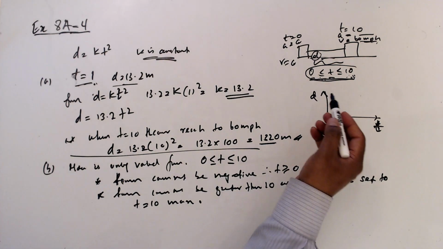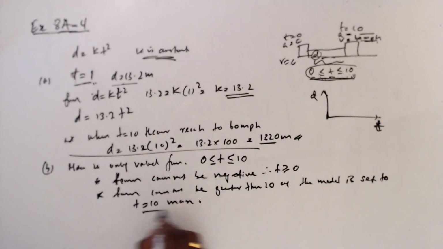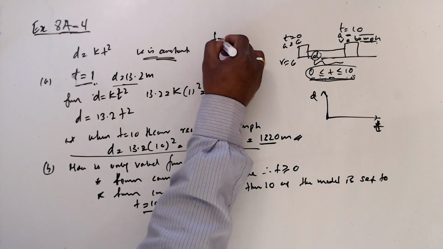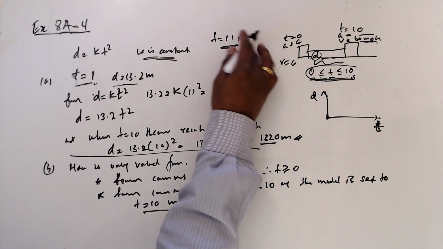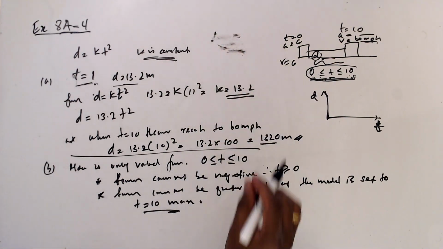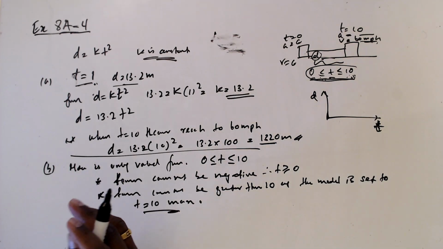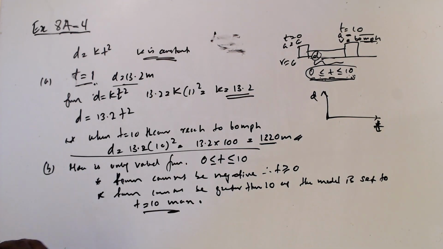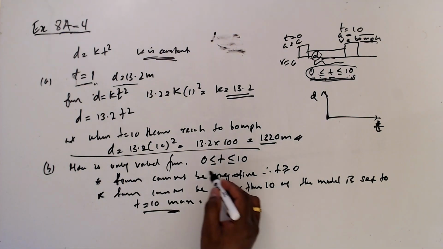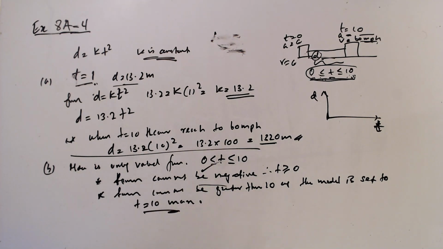Because this model is set to t equal 10 max, this model is not set to t equal 11 max, because the scenario given to the model is the car reaches that speed in 10 seconds. So that's the model. This is enough for the answer, but this is for you to understand, and you can write something more.